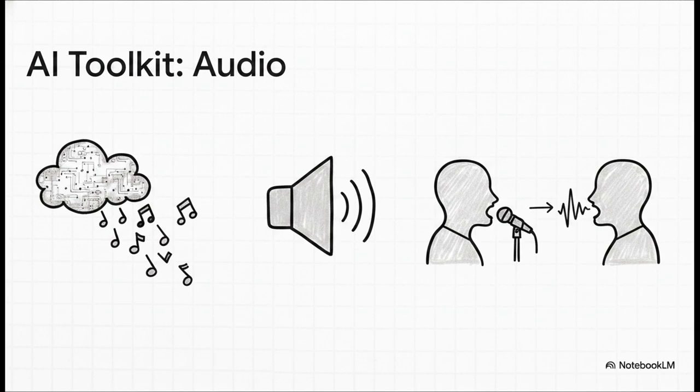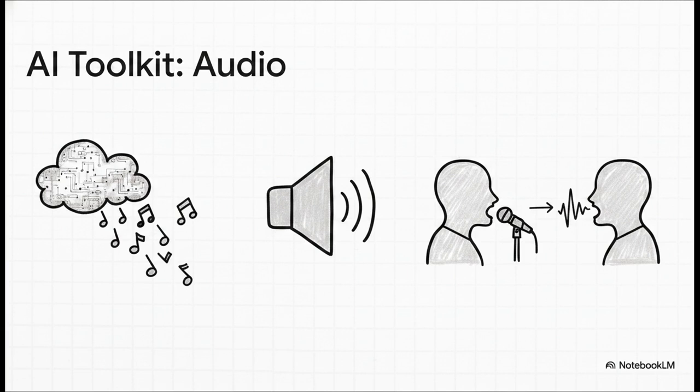AI can compose original music, which is pretty cool. But what's really startling is its ability to create these incredibly realistic voices from text. And it can even clone a person's voice, which could be used to dub a film into another language while preserving the original actor's performance.